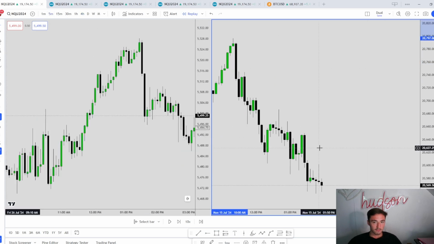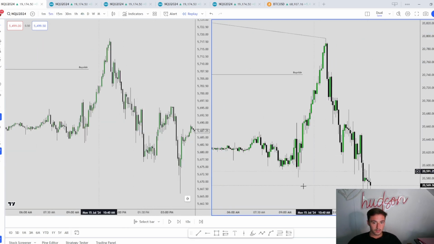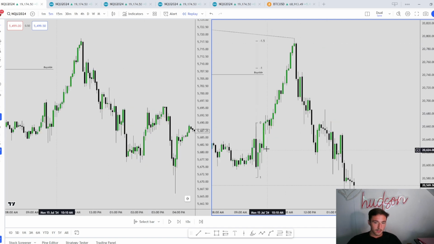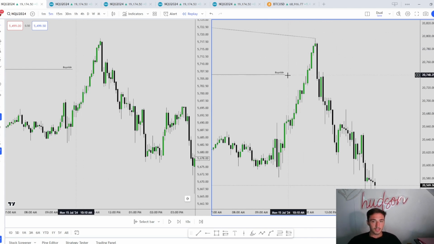So let's go to the 5 minute. SMT way up here. We probably could draw standard deviations. It hits -1.5. Bodies. Almost gets to -4. Anyways, SMT at that high. Buy sides taken. Big displacement lower.